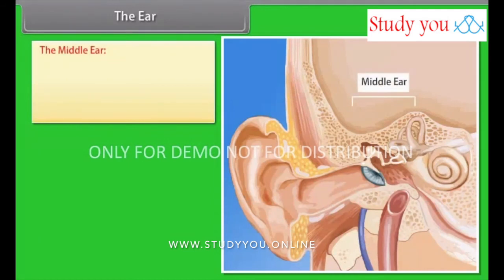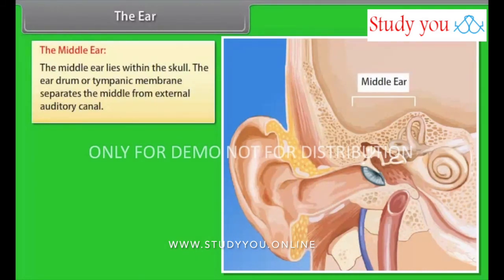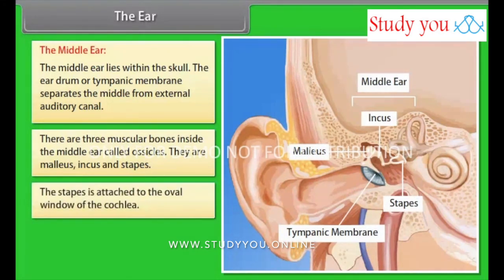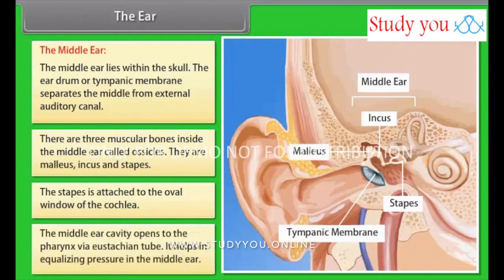The middle ear. The middle ear lies within the skull. The eardrum or tympanic membrane separates the middle ear from the external auditory canal. There are three muscular bones inside the middle ear called ossicles. They are the malleus, incus, and stapes. The stapes is attached to the oval window of the cochlea. The middle ear cavity opens to the pharynx via the eustachian tube. It helps in equalizing pressure in the middle ear.